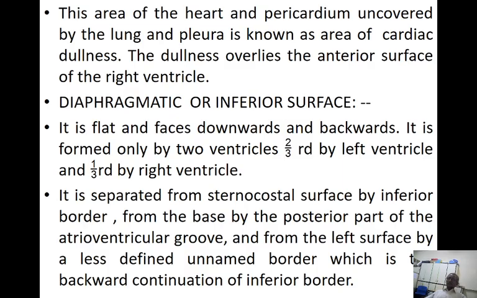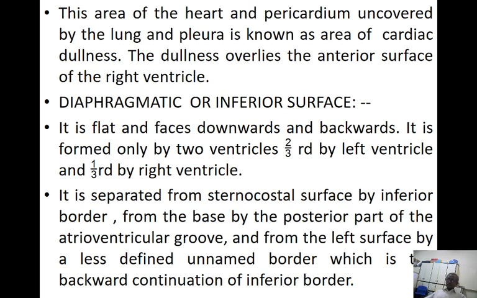This area of the heart and pericardium uncovered by the lung and pleura is the area of cardiac dullness. The dullness overlies the anterior surface of the right ventricle. Diaphragmatic or inferior surface. It is flat and faces downwards and backwards. It is formed only by the 2 ventricles, 2/3 by the left ventricle and 1/3 by the right ventricle. So the sternocostal surface is 2/3 by the right ventricle and 1/3 by the left ventricle, whereas the diaphragmatic surface is 2/3 by the left ventricle and 1/3 by the right ventricle.